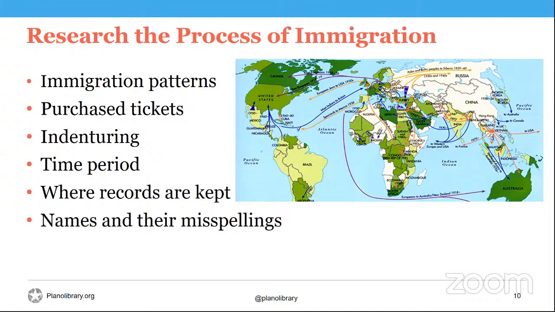And you need to know these immigration patterns. There are some books in our collection that can give you that information. And as you can see in this map that's here, I just loved it because there's a lot of arrows and there's a lot of places they could have gone to. And knowing the time periods of travel and where they may have gone also helps you.